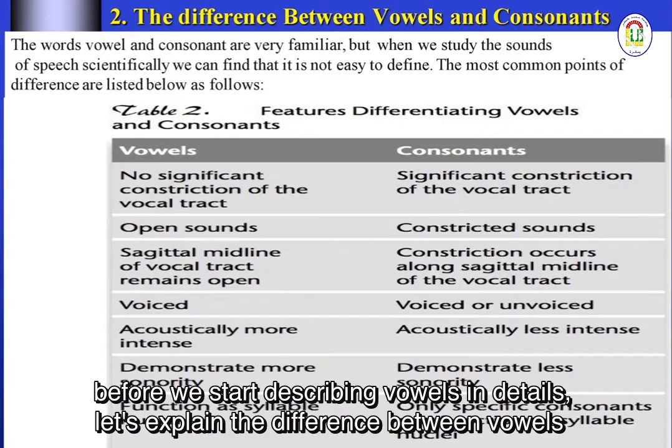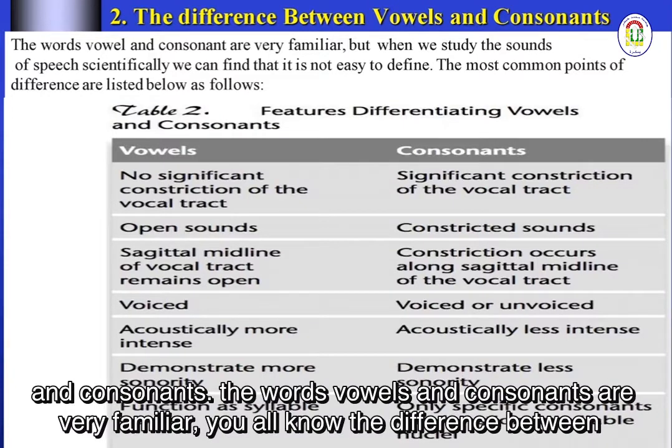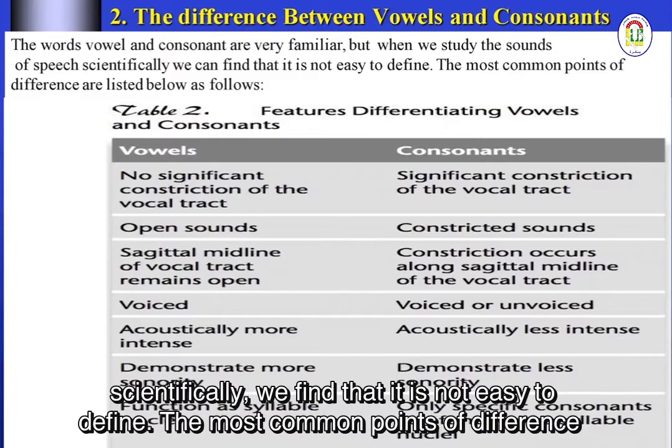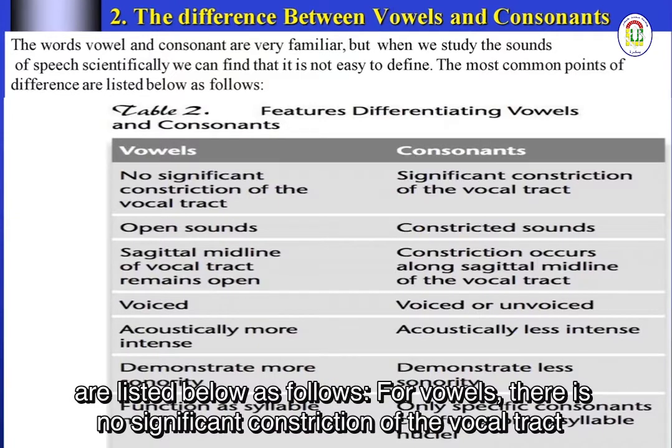Before we start describing vowels in detail, let's explain the difference between vowels and consonants. The words vowel and consonant are very familiar. You all know the difference between a vowel and a consonant when it comes to letters of the alphabet. But when we study sounds of speech scientifically, we can find that it is not easy to define. The most common points of difference are listed as follows.